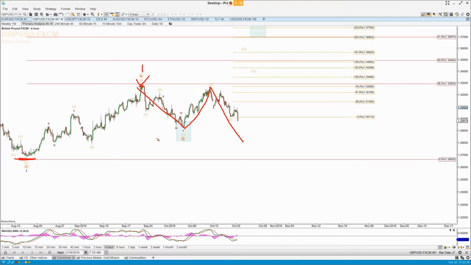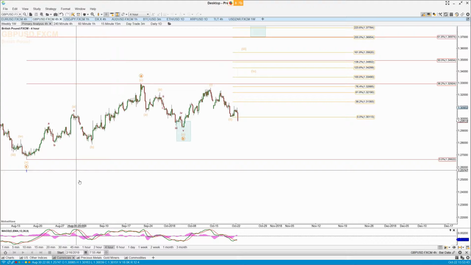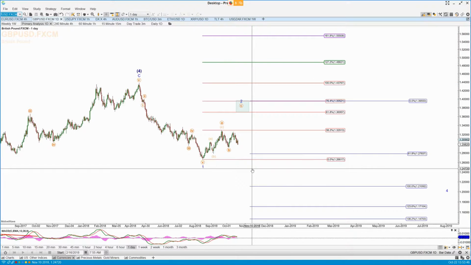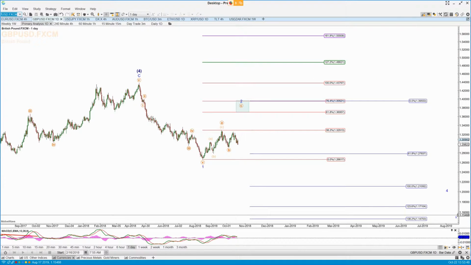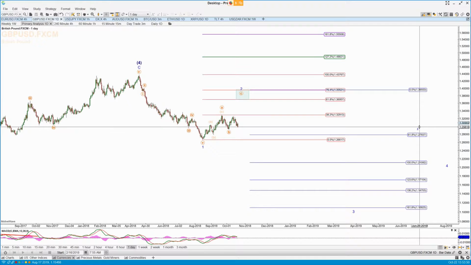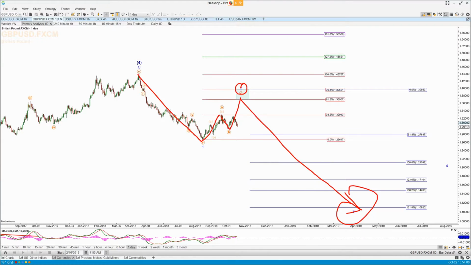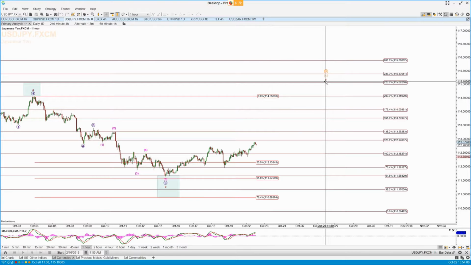But I do think we still need higher. We only hit the 38.2 retrace here for the A wave. We can have had a shallow 2 in cable, but I think it would look better if we can get up to at least this 618 retrace for the 2 before we start a much bigger move to the downside in cable. So if I just show you what I'm looking for on the daily chart, I've got this 1, I'm looking at that as the A of this 2, B, C is what I'm looking for before we start this 3 down to a lot lower in cable.